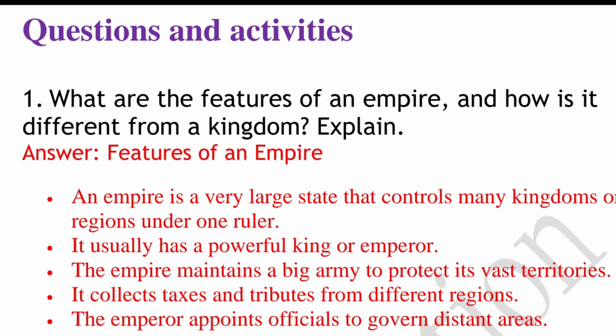Questions and activities. Question number 1. What are the features of an empire, and how is it different from a kingdom? Explain. Answer. Features of an empire. An empire is a very large state that controls many kingdoms or regions under one ruler. It usually has a powerful king or emperor. The empire maintains a big army to protect its vast territories. It collects taxes and tributes from different regions. The emperor appoints officials to govern distant areas.